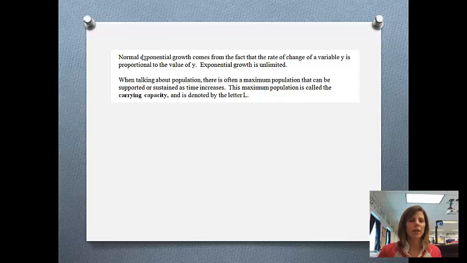All right, exponential growth comes from the fact that the rate of change of a variable y is proportional to the value of y. Exponential growth is unlimited. If I were to draw an example, with time on one axis and y as my population, an exponential growth situation would look something like that, because my population is growing exponentially. It's doubling or tripling or whatever.